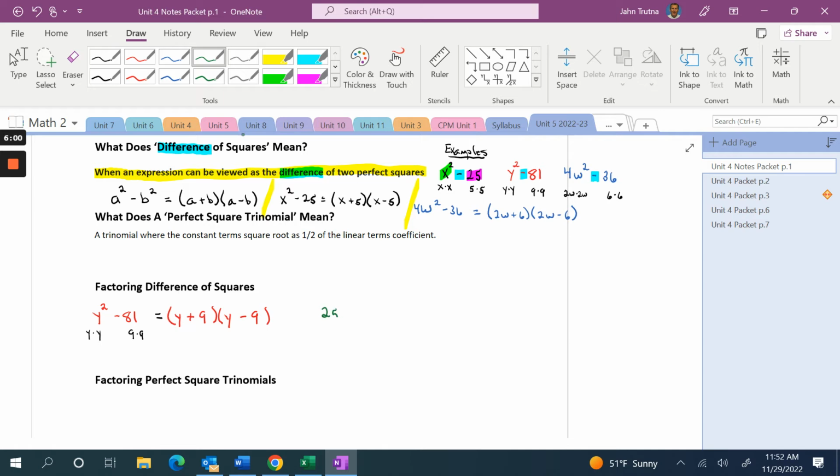So if I had 25z squared minus 16, is that a difference of two squares?